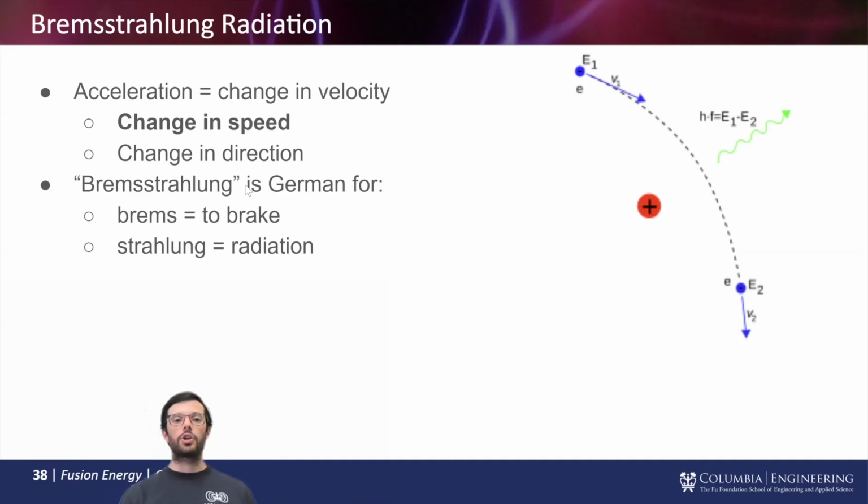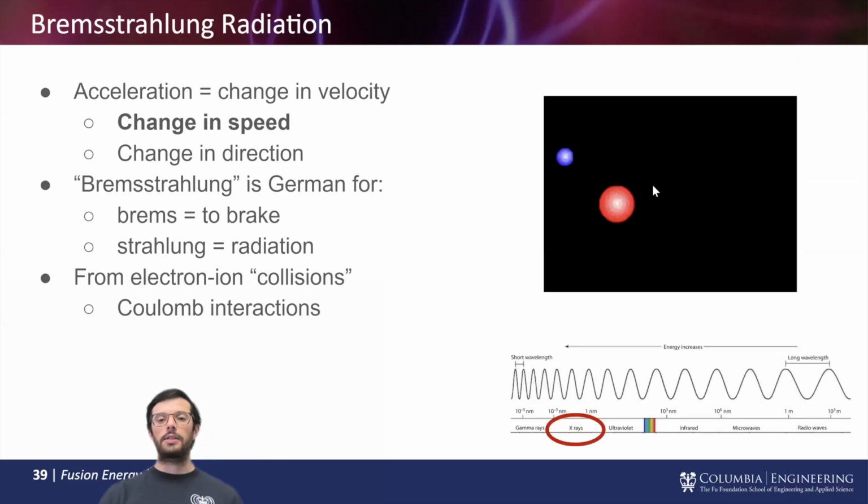Bremsstrahlung is German for braking radiation. We're slowing down, or in some cases speeding up, and that's causing radiation. These happen because of collisions, and what we mean by collisions is when two charged particles interact via their charge, their electromagnetic field. Again, this is an example. Don't worry too much about the curve, because what we're interested in is the change in speed, because this is an electron being swooped and accelerated by an ion.